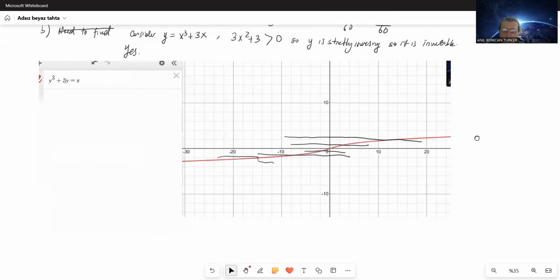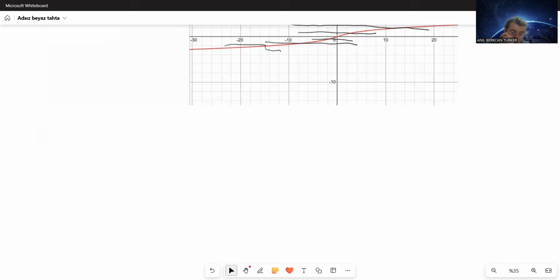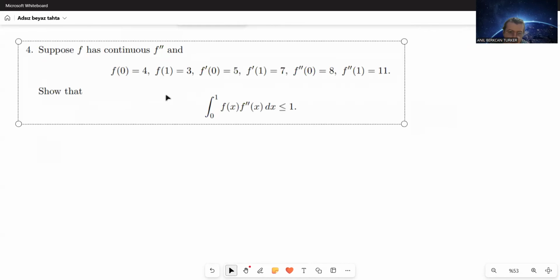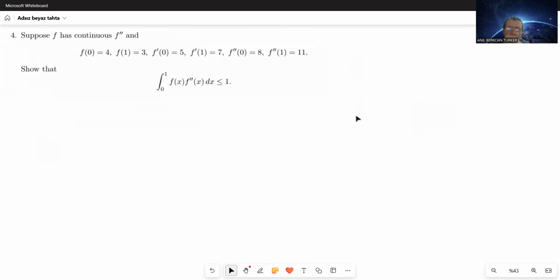So we have answered. Let me find another question. Let's solve something which was also left as an exercise in previous weeks. Suppose that f has a continuous second derivative, and we have some relations for f of 0 and so on. We have a bunch of relations. We need to show that this is always true: this integral is always less than or equal to one.